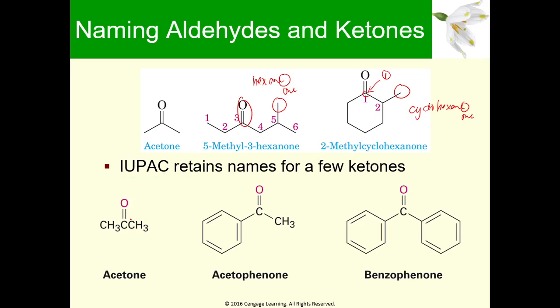So we have here acetone. If you remove, or if you replace this part with a benzene ring, it becomes an acetophenone. But if you replace the two sides by a benzene ring, it will now become a benzophenone. Okay?